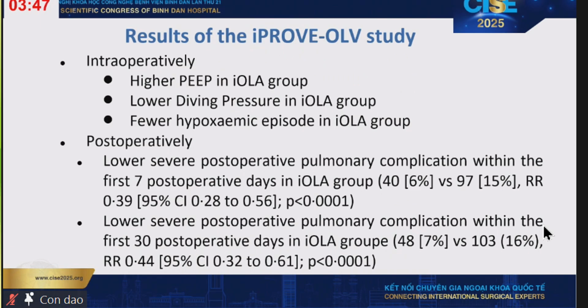The result of the iPROVE-OLV study. Intraoperatively, the individualized open lung approach group had higher PEEP and lower driving pressure compared to the standard group, resulting in fewer intraoperative hypoxic episodes and fewer rescue maneuvers. Patients in this group showed reduced pulmonary complications at 7 and 30 days postoperatively.